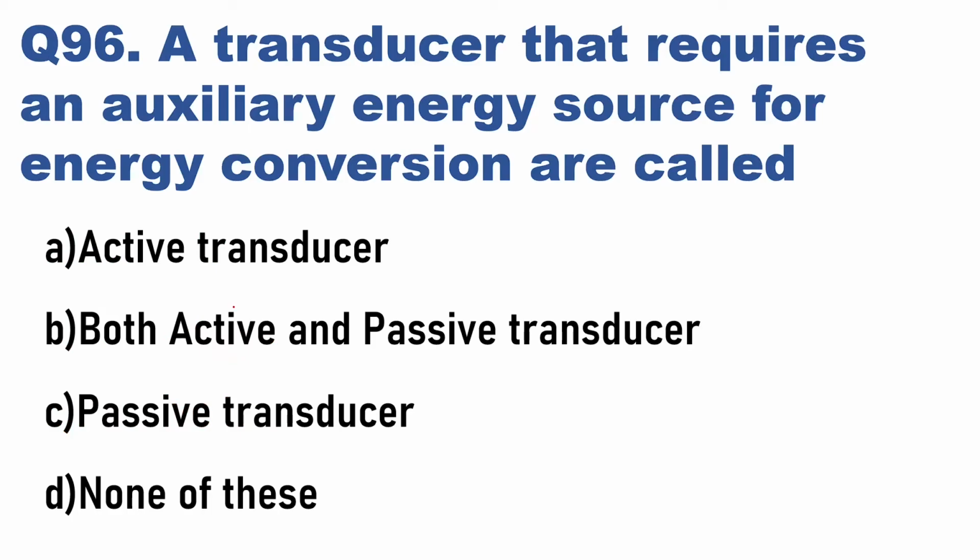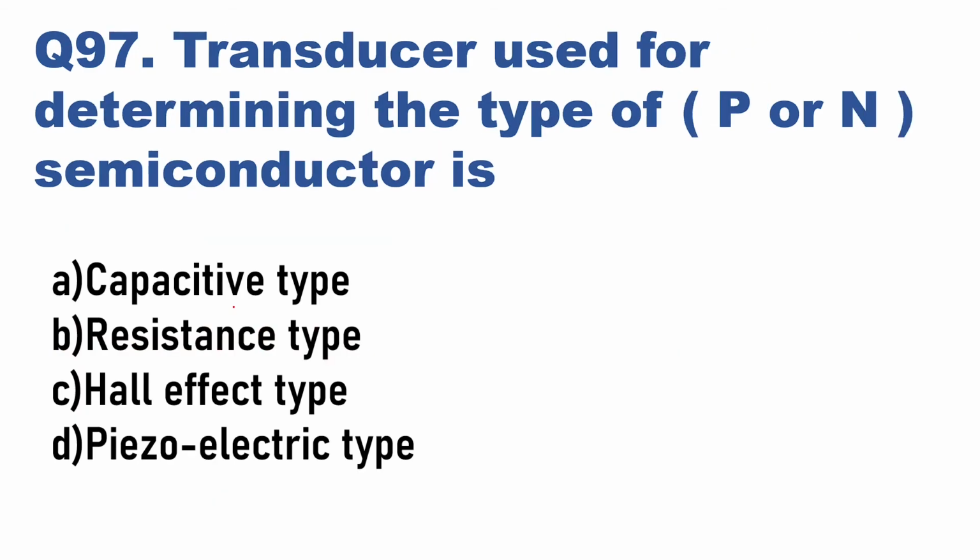A transducer that requires an auxiliary energy source for energy conversion, to convert energy from one form to another. If a transducer requires an auxiliary energy source, then that transducer is a passive transducer. So a passive transducer is one which requires an auxiliary energy source for energy conversion from one form to another. So here option C will be the right answer, passive transducer. Then we'll go to the next question.